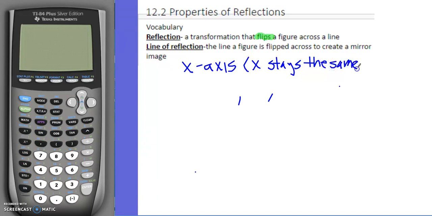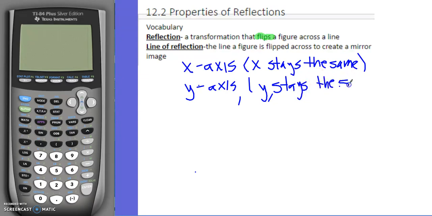And when you flip it across the Y axis, the Y stays the same. Alright, so let's look at example 1.